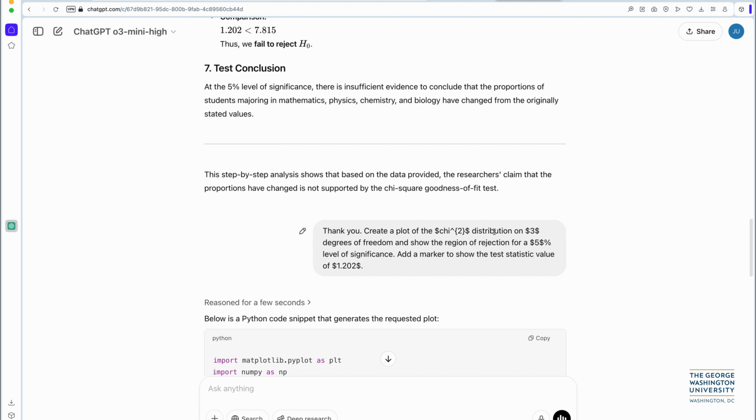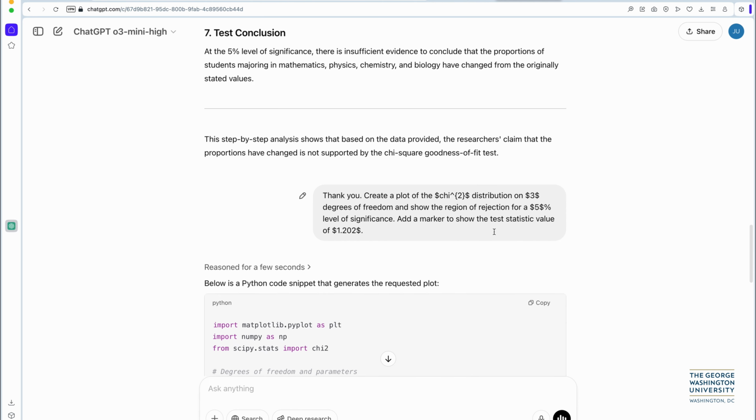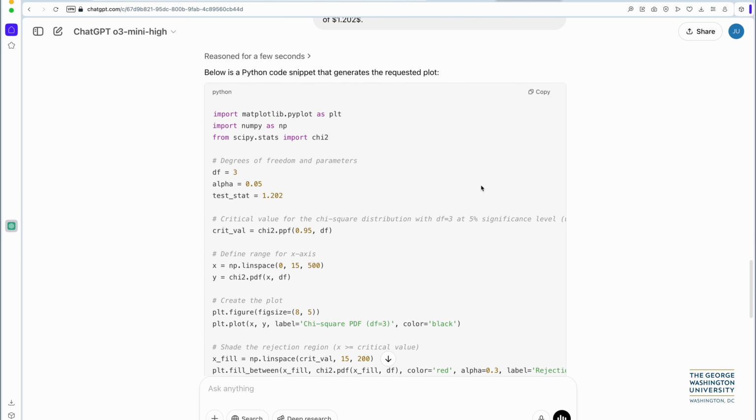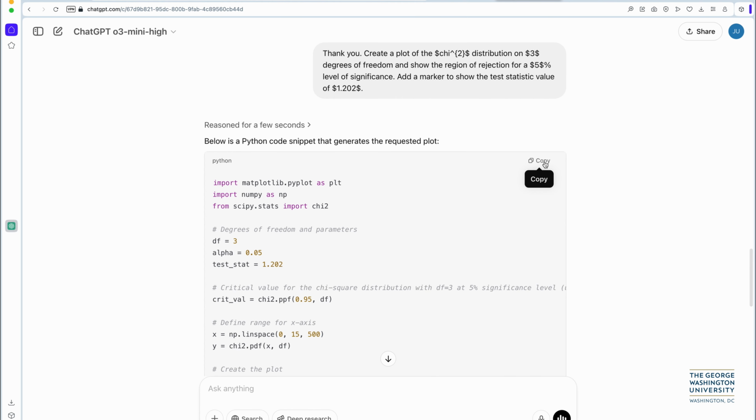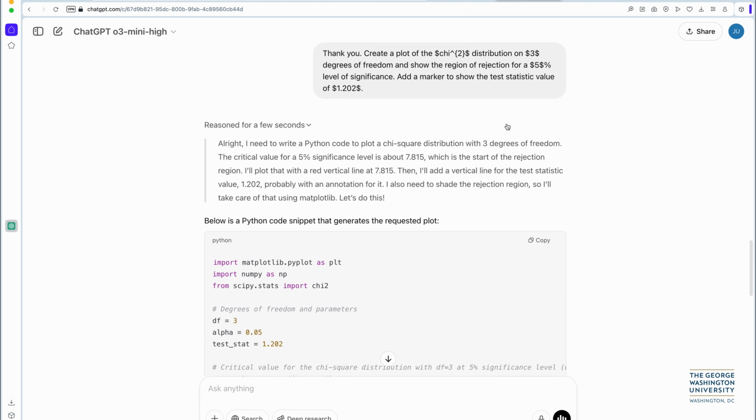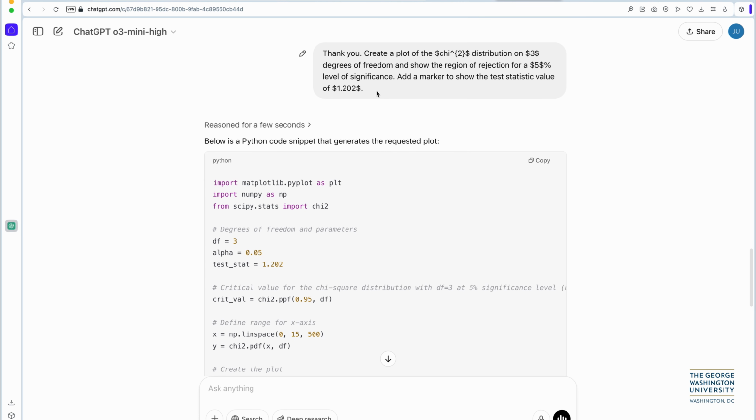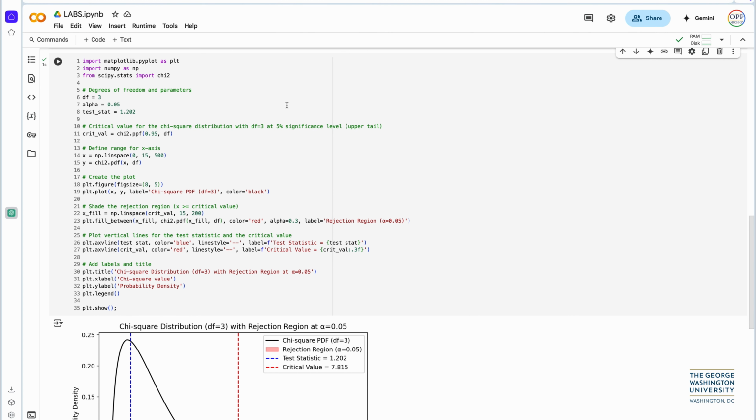So I just want a plot showing the region of rejection for 5% level of significance, and add a marker to show the test statistic value of 1.202 as we've calculated. And ChatGPT comes back and it's written some Python code for me as always. There's a little copy button, and I'm just going to copy and paste the solution. And there we go. It's a bit small. It's just copy and paste. You can look at the code in the previous section of ChatGPT.